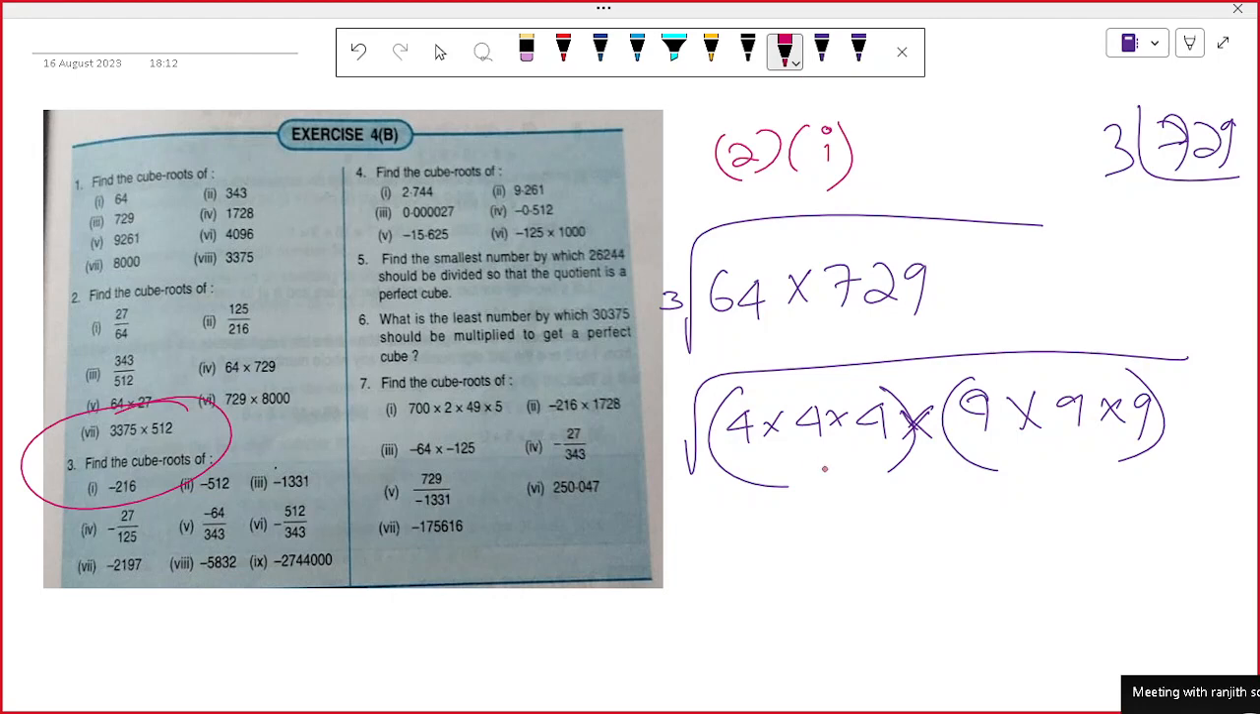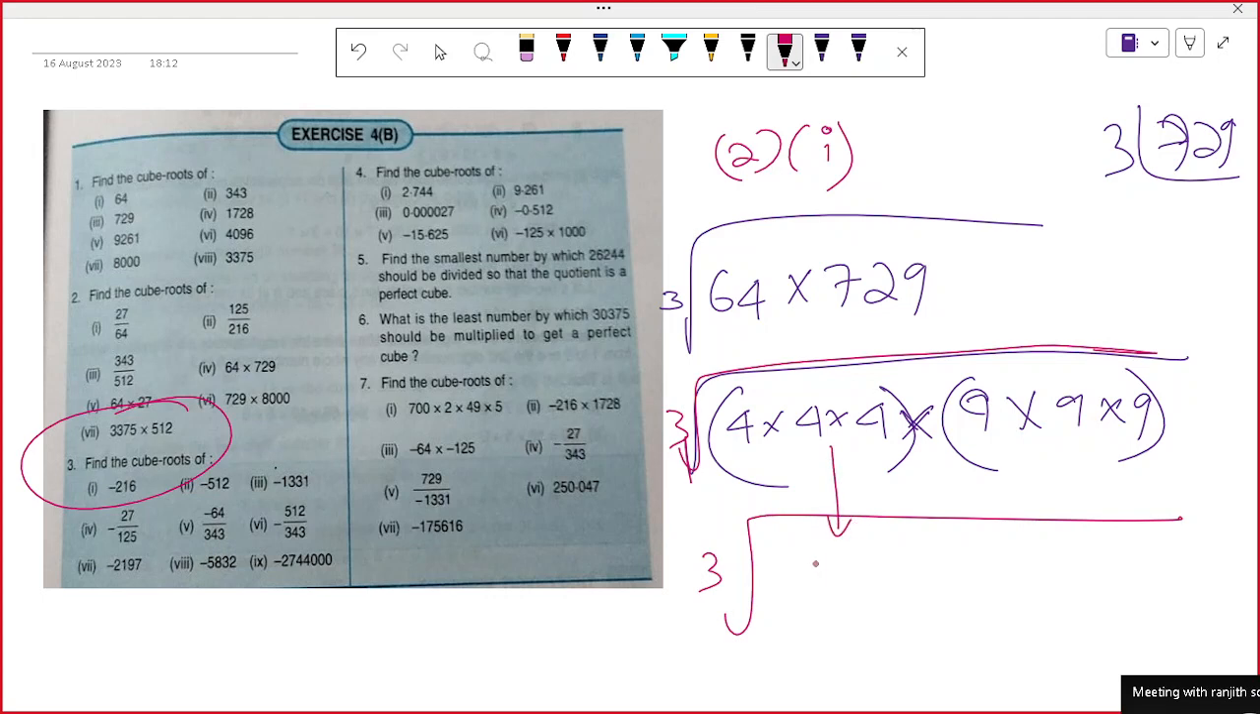Why do we group? I know you'll give a big answer. Why do we group it? Can you see this cube root symbol? Because it is a cube root, you have to remove this cube root, right? Okay, look here. This cube root remains as it is.